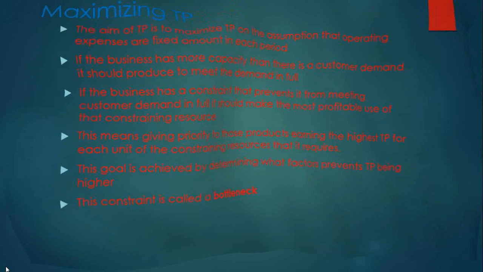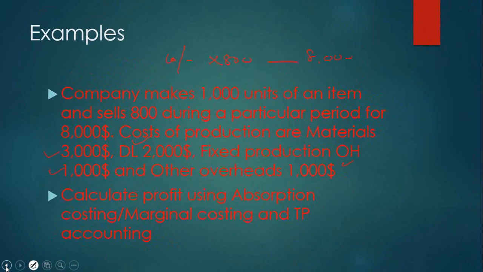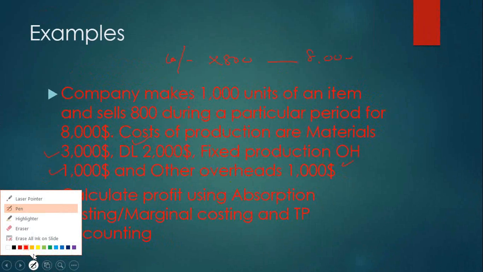Oh no. Right. So we're going to work that one first of all, before we move in. The company makes 1,000 units of an item, sells 800 during the period. Cost of production are material 3,000, labor 2,000, and overheads 1,000.